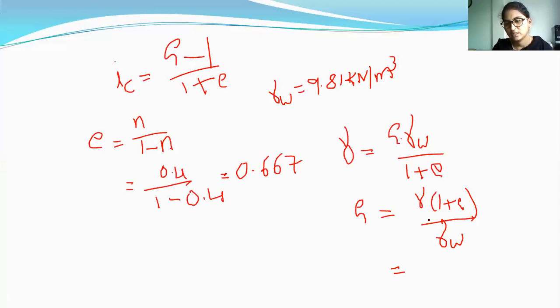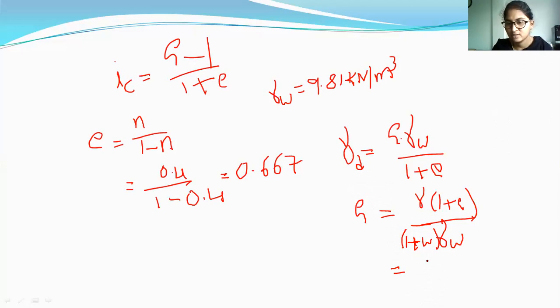And here gamma D is equal to G gamma W by 1 plus E. And another formula is also there, gamma D is equal to gamma by 1 plus W. So that formula we will substitute here.